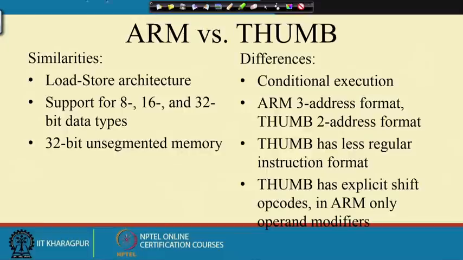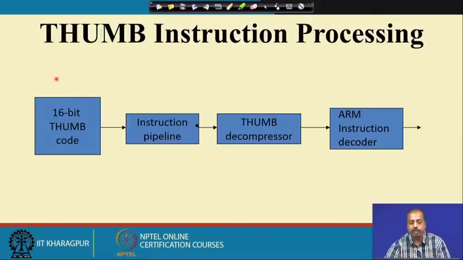Now, other differences and similarities are like this. This is the instruction execution. ARM execution is faster. If you have this 16 bit thumb code, it goes to the instruction pipeline and then to a thumb decompressor. This decompressor converts the thumb instruction into an ARM instruction, and that goes to the ARM instruction decoder. So, the processor does not execute thumb instruction directly, it executes ARM instruction only. That requires some extra overhead. The thumb instruction execution will be slower compared to ARM.